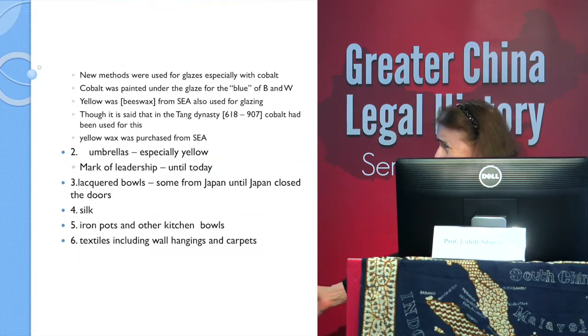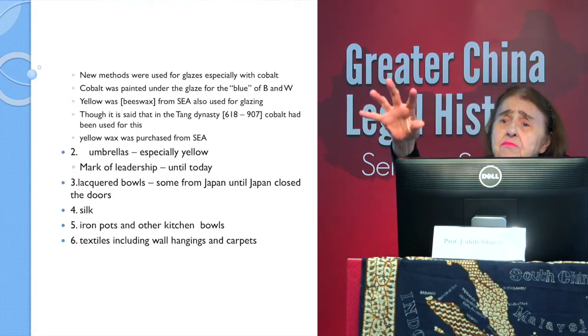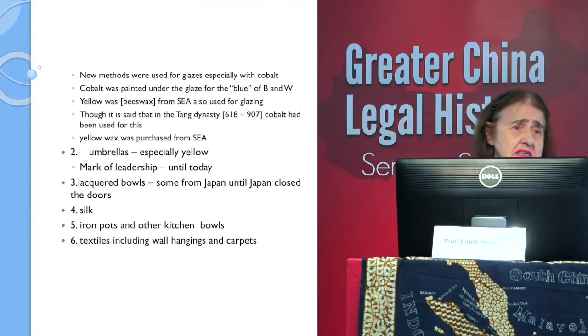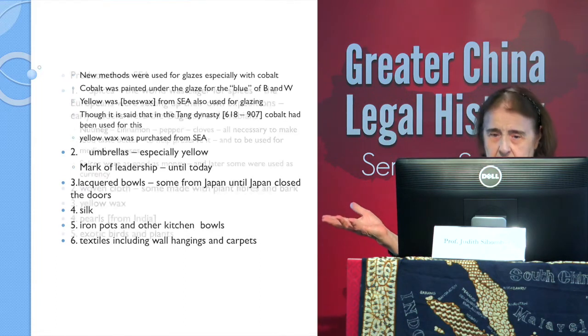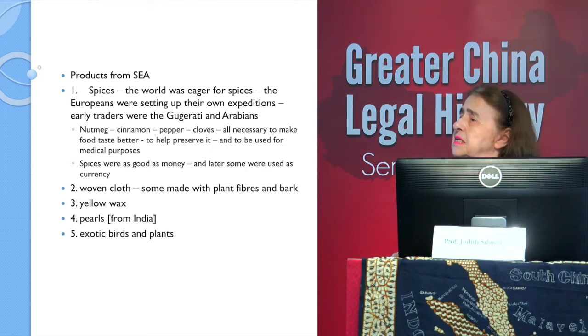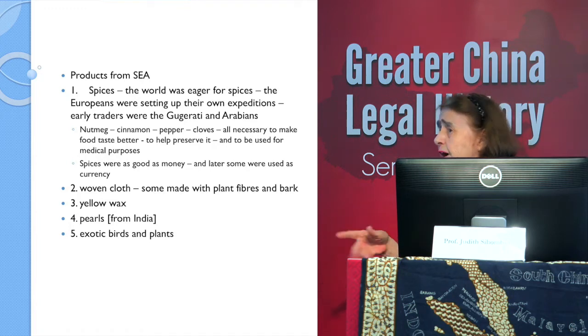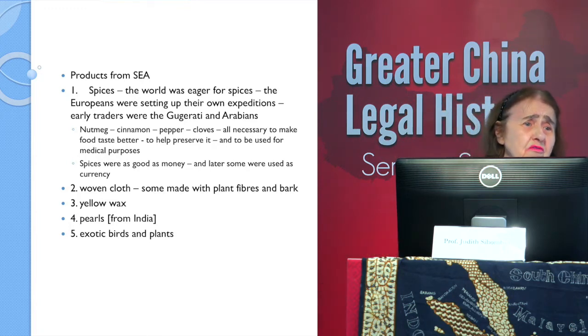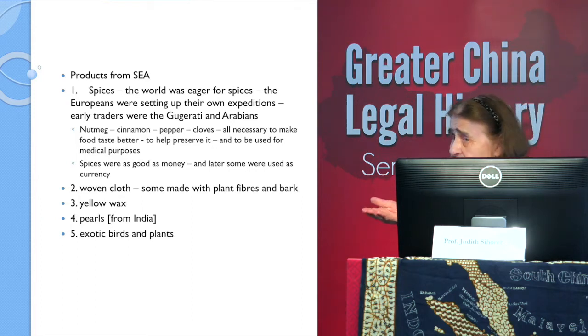Carpets of some sort coming down. So these are coming down from China to these areas of Southeast Asia. What's going up? Of course, spices. Nutmeg, cinnamon, pepper, cloves. And remember, these are medicinal, not only to make food better, medicinal. Woven cloth made from plant fibres. Have you ever seen the shirts from the Philippines? So the trade was there.